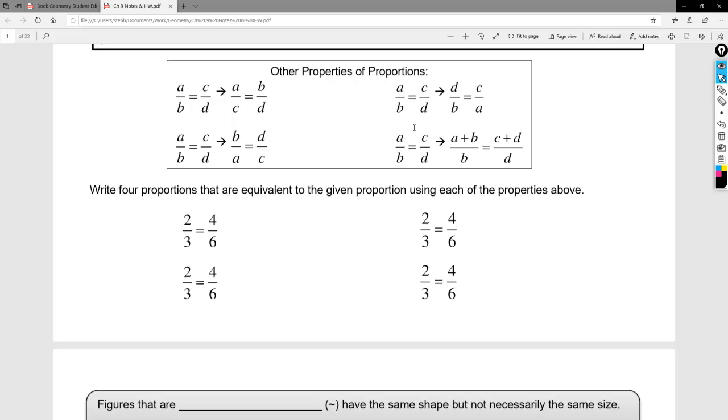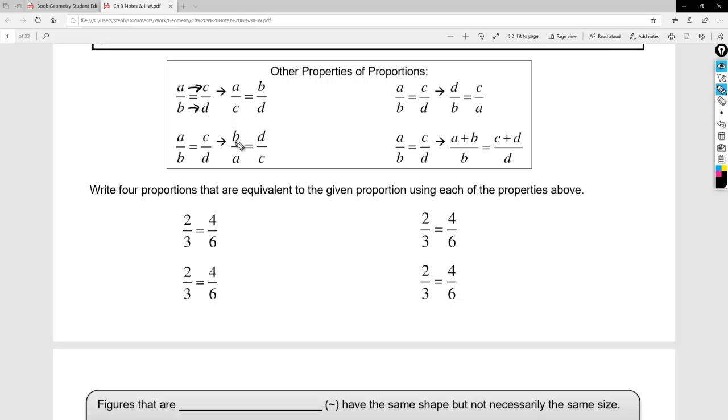So here, if we start with our proportion a to b is equal to c to d, what I notice about my ratios is that a is also to c as b is to d. So what we see here is that there's a relationship across the equal sign. If a to b is equal to c to d, that means a and c have a relationship, b and d have a relationship. They're also ratios.